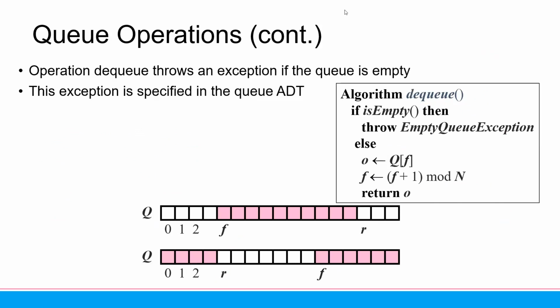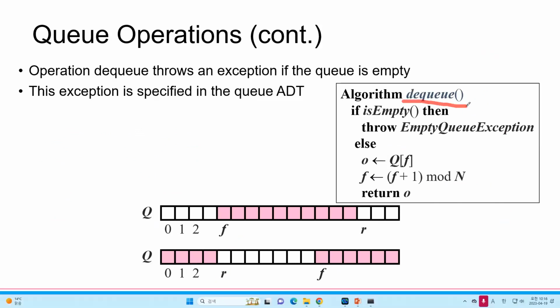The same with the NQ, we have the DQ where we need to determine when it is empty. If the queue is empty, then we need to throw the exception. In this case, the operation DQ throws an exception when the queue is empty. If all the elements are already removed, of course the queue is empty, so you need to throw the queue exception.